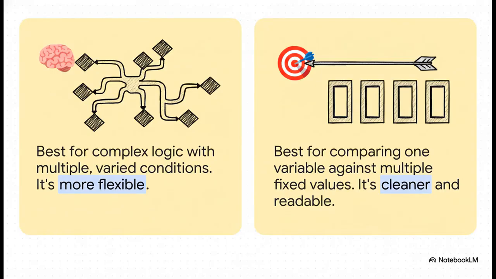Now that if, elif, else structure is awesome for all sorts of complex logic. But what if you're just checking one thing against a bunch of specific values? You know, like if the user's choice is A, do this. If it's B, do that. For those cleaner cases, Python has something called match case. It's not as flexible, but boy, can it make your code a lot easier to read sometimes.